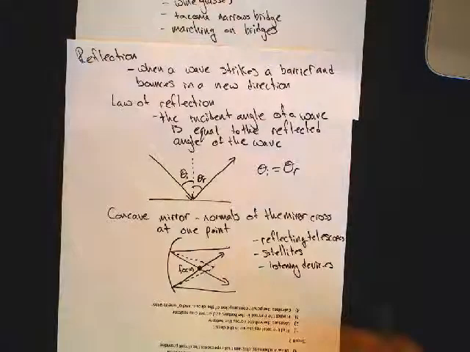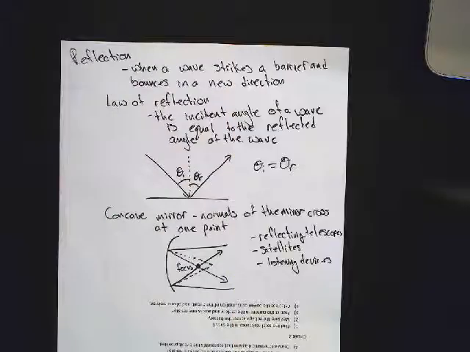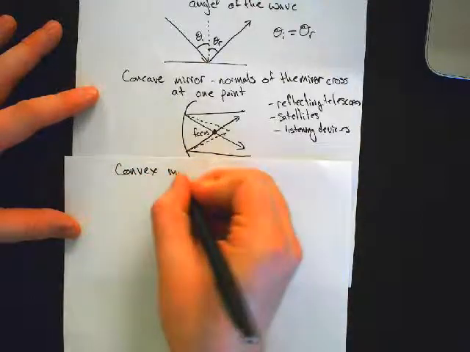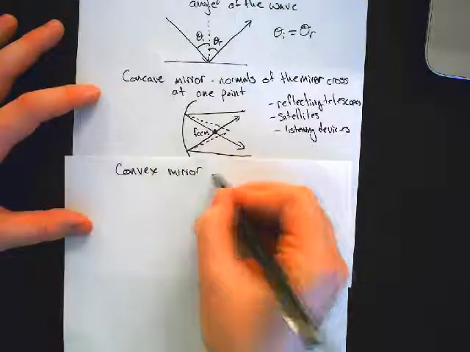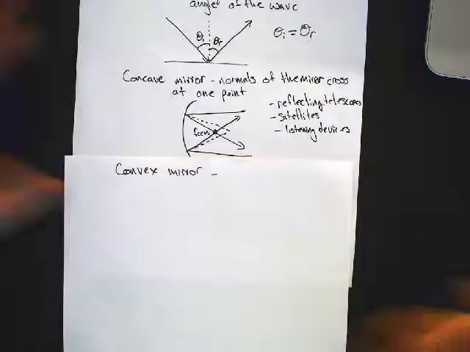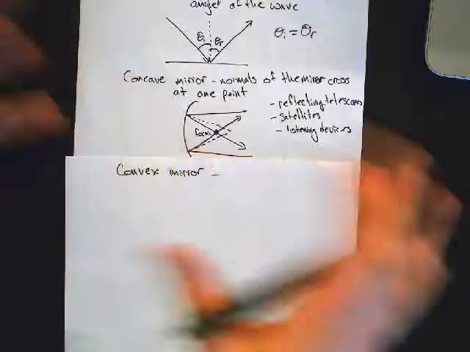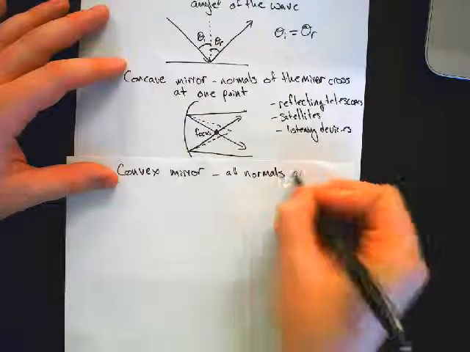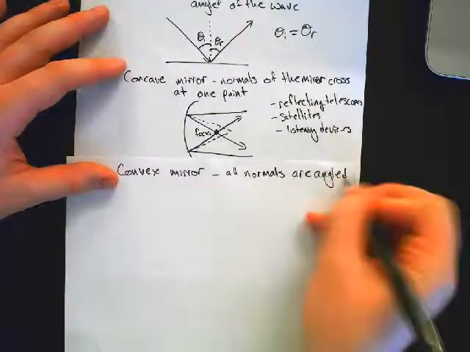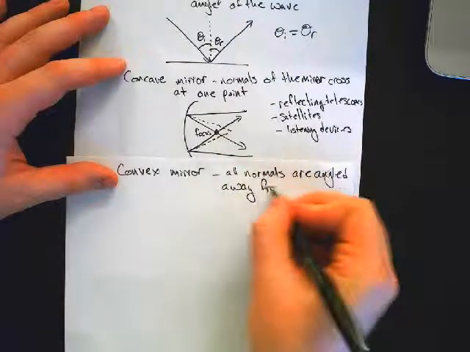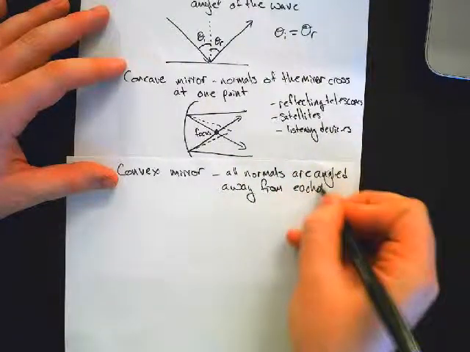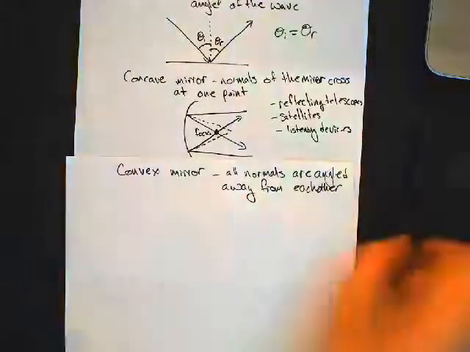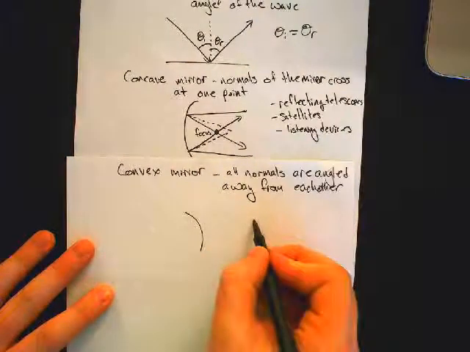Okay. Concave mirror. So my next one is a convex mirror. Convex mirror, all the normals of the mirror are pointed away from each other, or angled away from each other. Okay, so what that means is that when I have my convex mirror, light comes in, bounces off, and goes away.